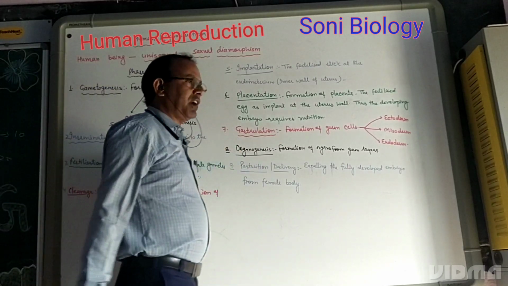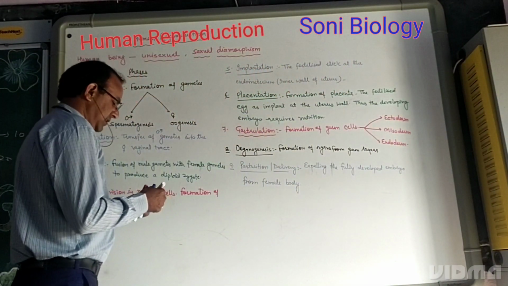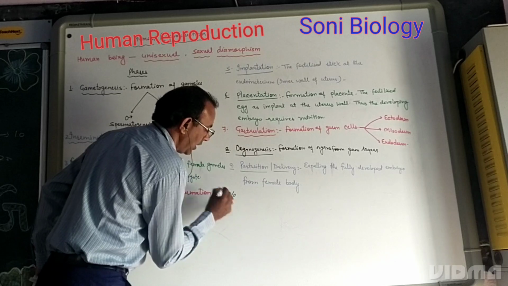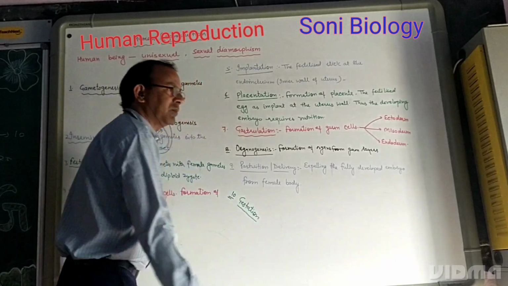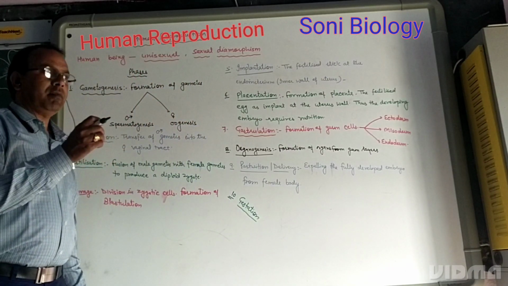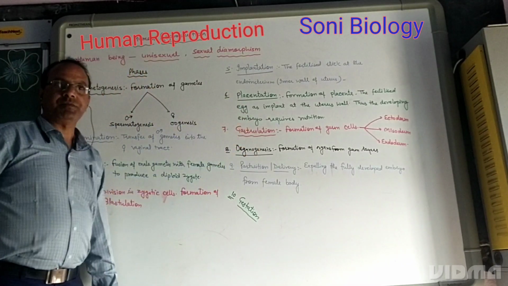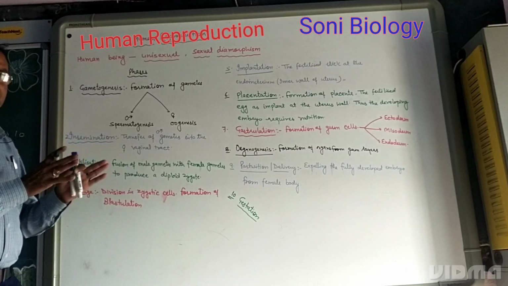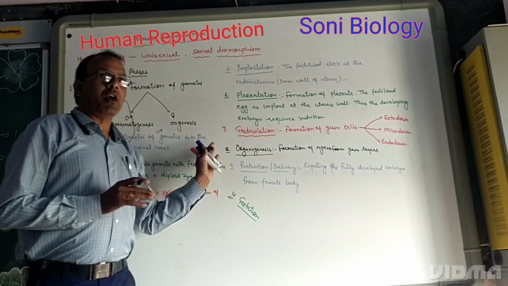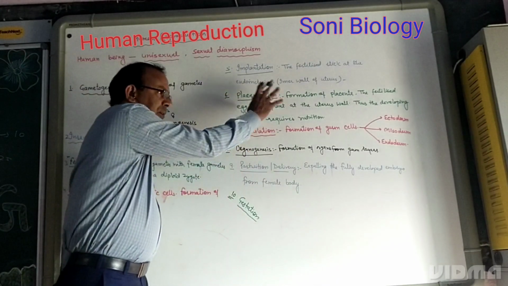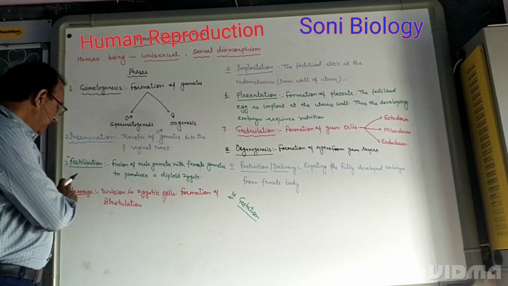Clear? These are the phases that occur during reproduction. One more term is gestation. What is gestation? The time period in human beings from fertilization to parturition. It means as the egg is fertilized, the development, cleavage, implantation, placentation, gastrulation, organogenesis as well as parturition. This is the time period taken by the female body to expel the fully developed embryo from fertilization.